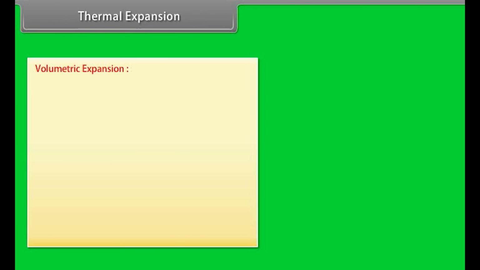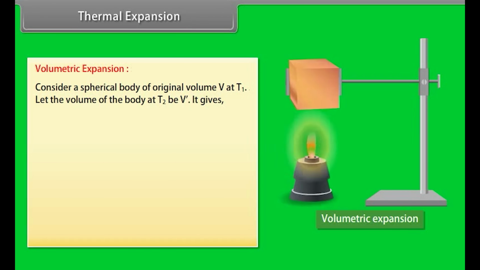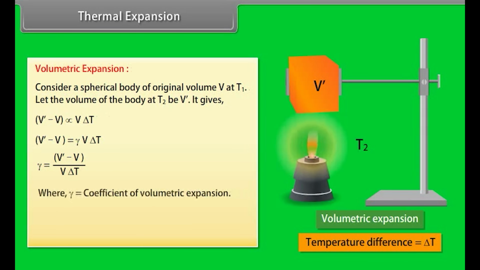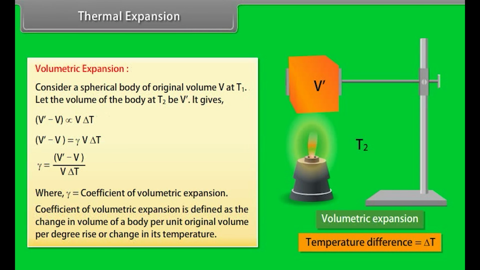Volumetric expansion. Consider a spherical body of original volume V at temperature T1. Let the volume of the body at temperature T2 be V dash. It gives V dash minus V is directly proportional to V delta T, or V dash minus V is equal to gamma V delta T. Value of gamma is equal to V dash minus V upon V delta T, where gamma is equal to coefficient of volumetric expansion. Coefficient of volumetric expansion is defined as the change in volume of a body per unit original volume per degree rise or change in its temperature.